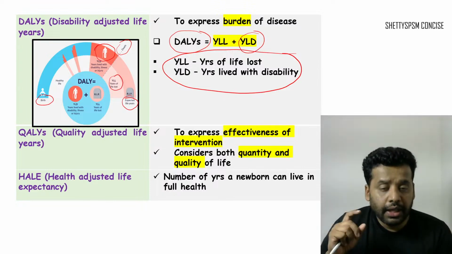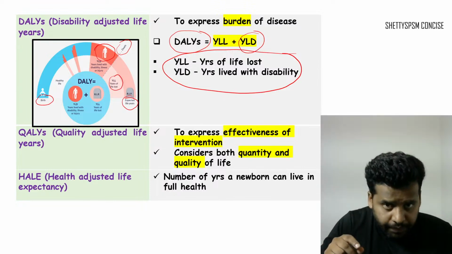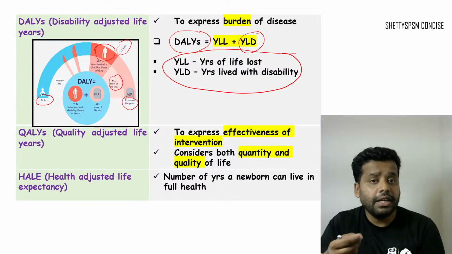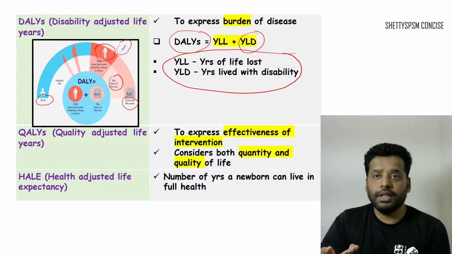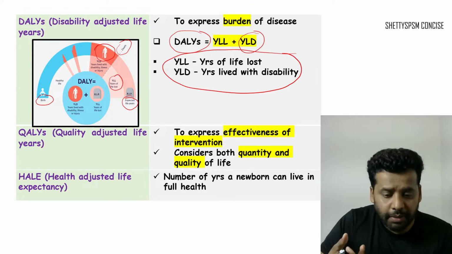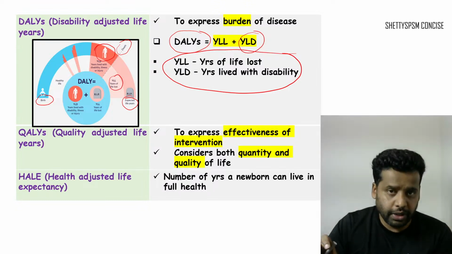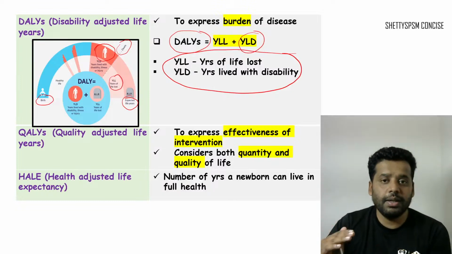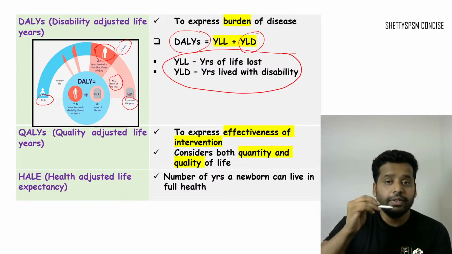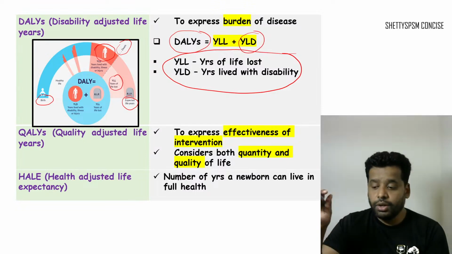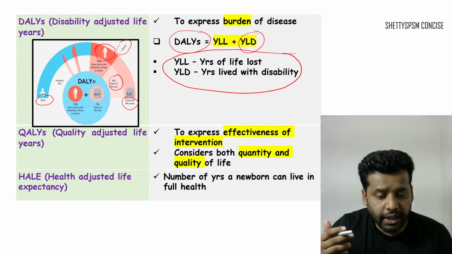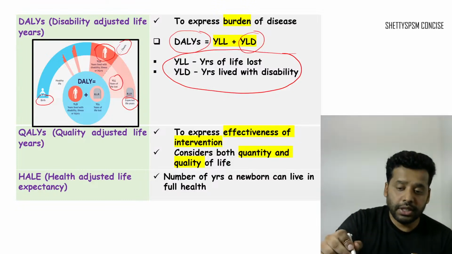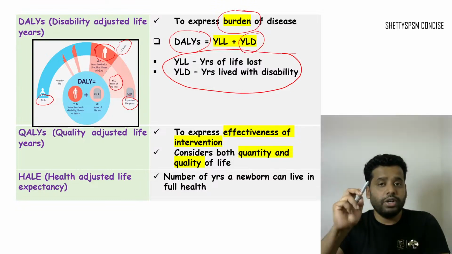What is YLL? Years of life lost due to premature death. What is YLD? Years lived with disability. So add both the components, YLL plus YLD. That will give DALYs for this individual. Bring all the patients together and study DALYs lost due to that disease. Then compare which disease has more burden in the community.